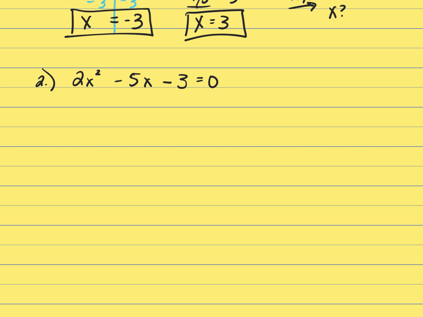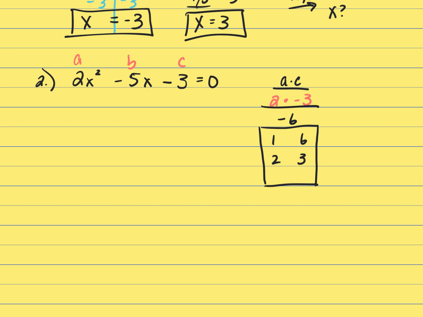Next, you're going to have to factor. So what's A times C? Remember, here is your A, here is your B, here is your C. A times C in this instance is 2 times -3, which is equal to -6. Now I'm going to look and say, what are my factors of -6? I know 1 and 6, 2 and 3, and that's it.